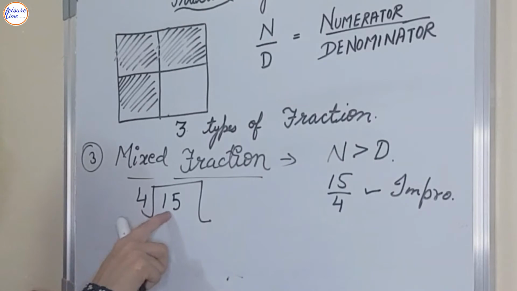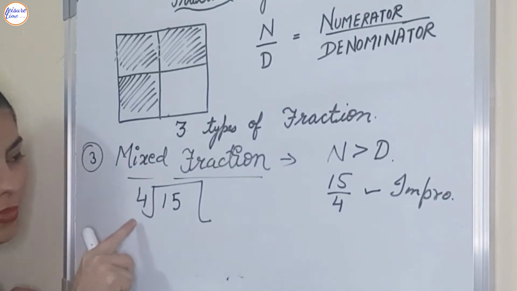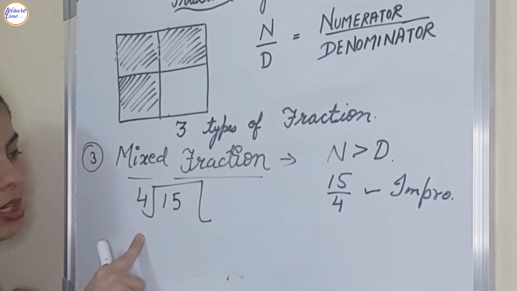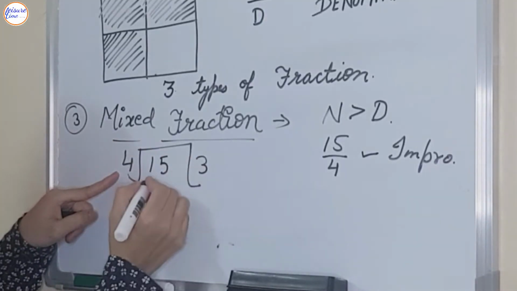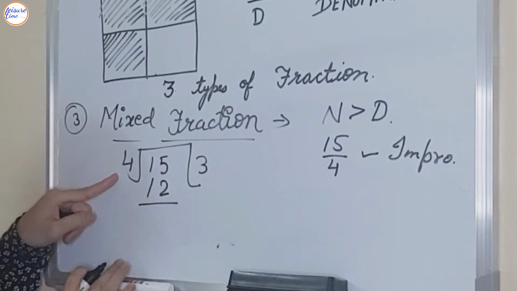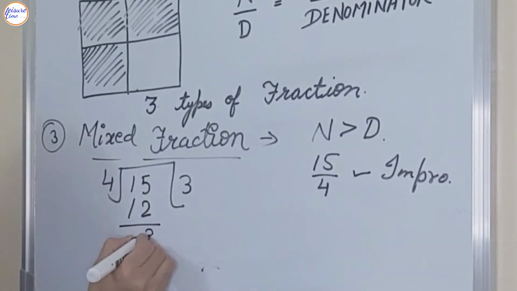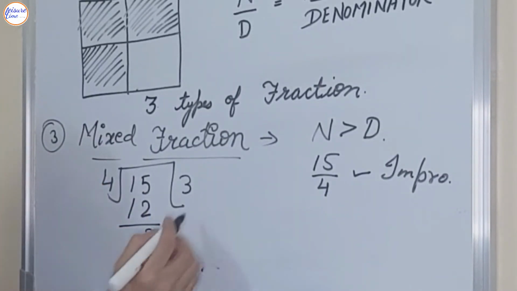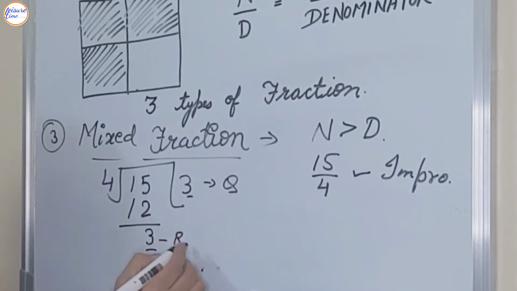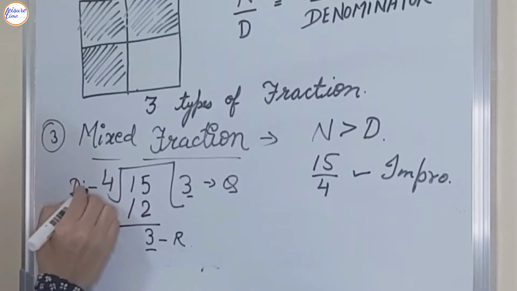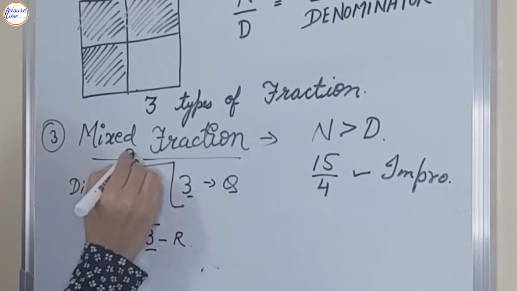So see, here 15 and here 4. Is 15 divisible by 4? No. But we can take a smaller number, which is 12. 4 multiplied by 3 is equal to 12. Subtract from 15, then we will get 3. So this one is the quotient, this one is the remainder, this one is the divisor, and this one is the dividend.